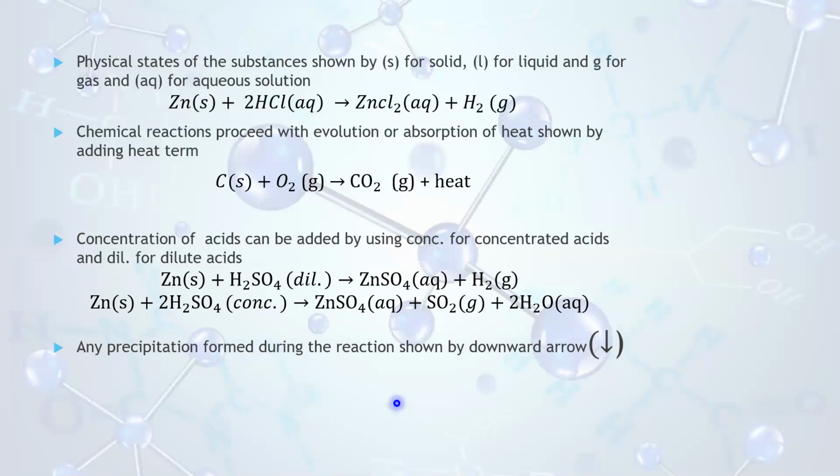And if any precipitate is formed during the reaction, it can be shown by a downward arrow. In the reaction of silver nitrate and hydrogen chloride, silver chloride is the precipitate. So we can mark a downward arrow here. From this we can understand that silver chloride is the precipitate formed.